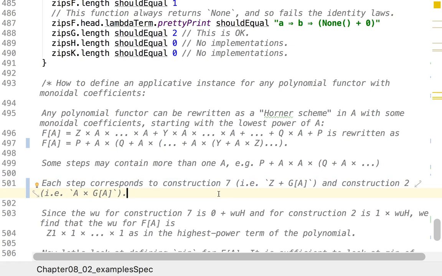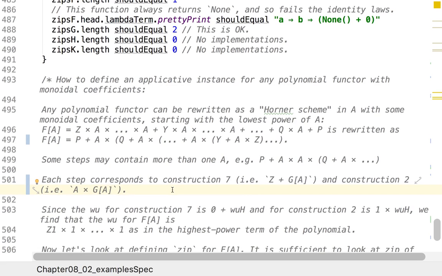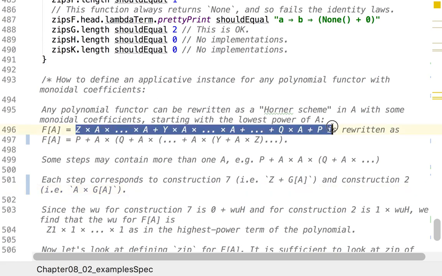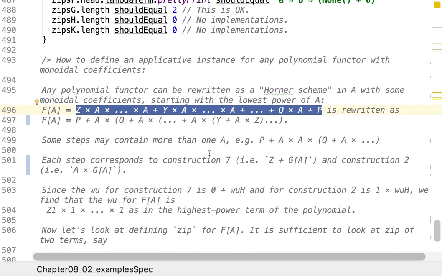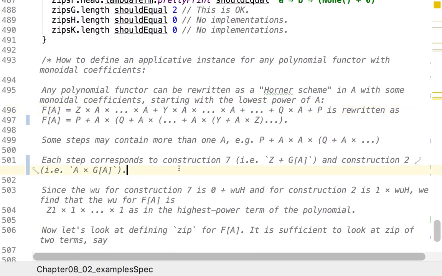But how does the applicative instance actually operate? So what does the applicative method, wrapped unit, for example, do, or zip? What do they do to types like this? How can we visualize those things? So here is how. The wrapped unit for construction 7 is this, we have found. And the wrapped unit for construction 2 is this.